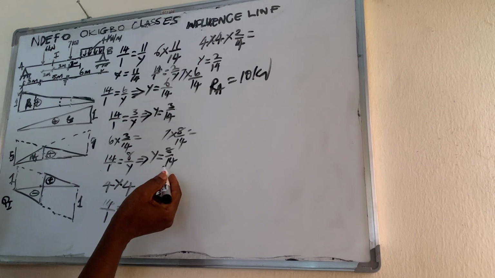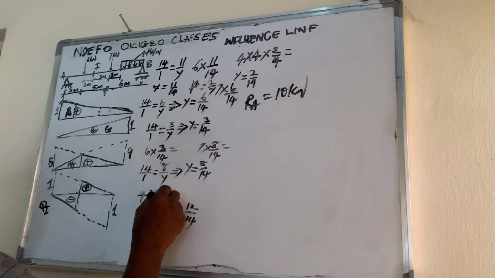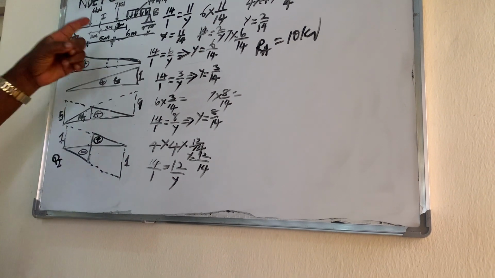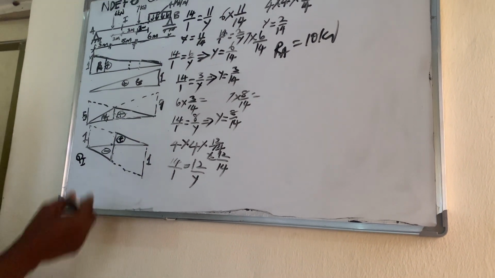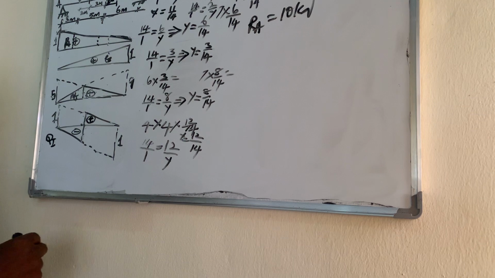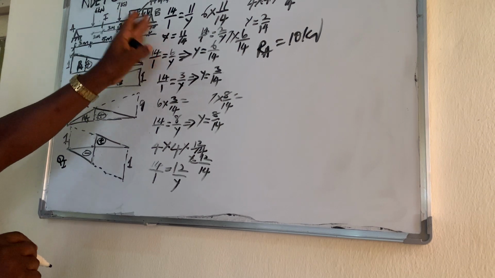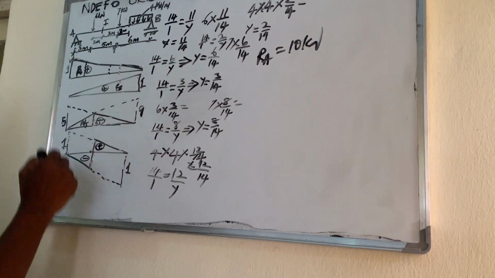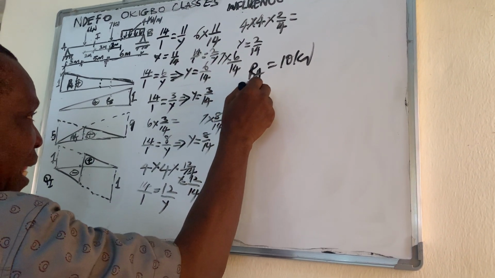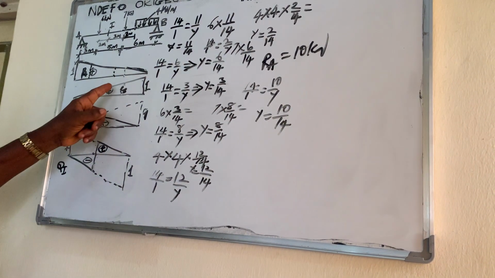So it's simple. I now take the UDL, 4 times 4 times 12 over 14. I get the influence of the UDL. Or I take the UDL times the area. The area covered is the area of this trapezium. I get the ordinate here: this length is 4 from 14, so from here to here should be 10. The same way, 14 over 1 is equal to 10 over y. y is equal to 10 over 14, that is the ordinate here.